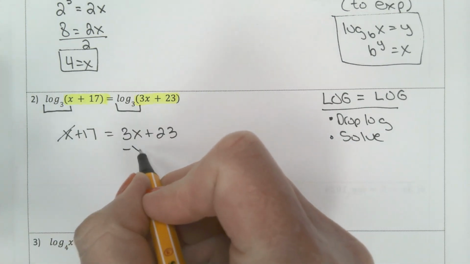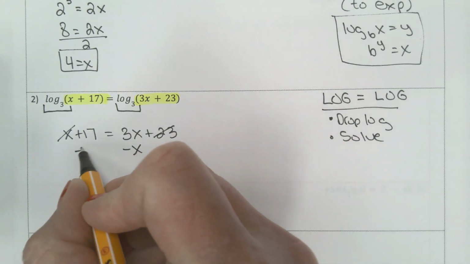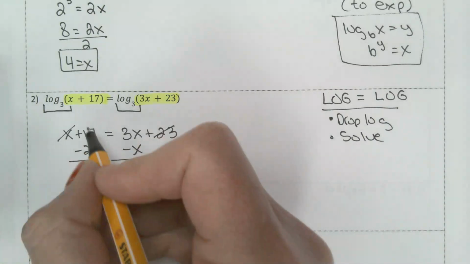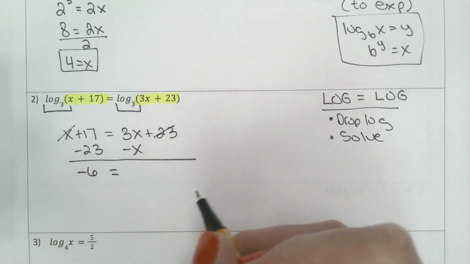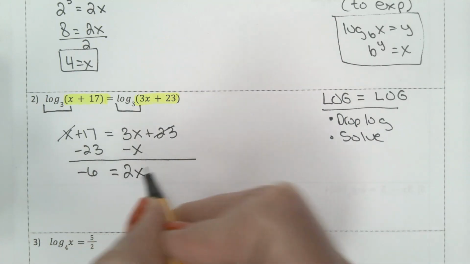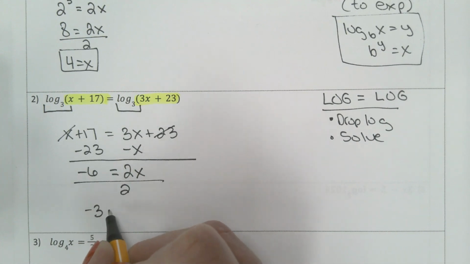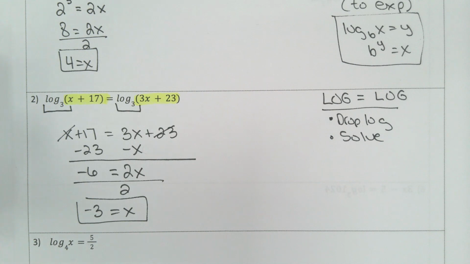So we move our letters to one side, subtract the x. Move your numbers to the other side, subtract 23. 17 minus 23 is negative 6. 3x minus 1x is 2x. We're going to divide both sides by 2 and get x equals negative 3.